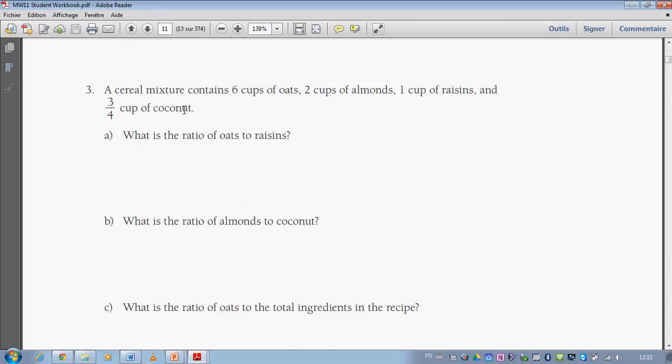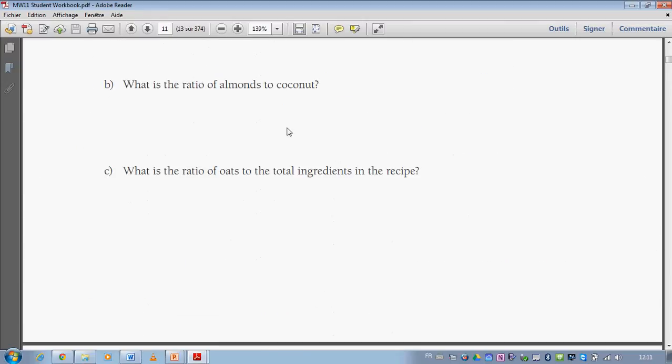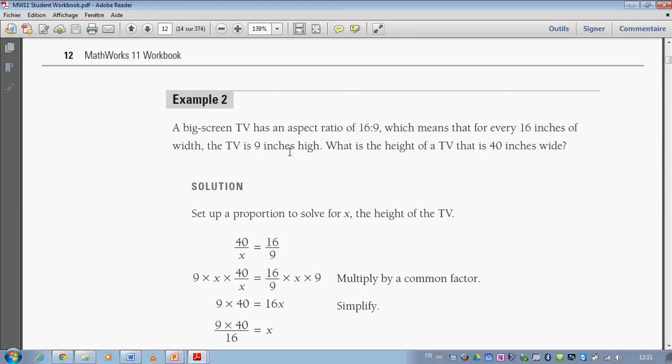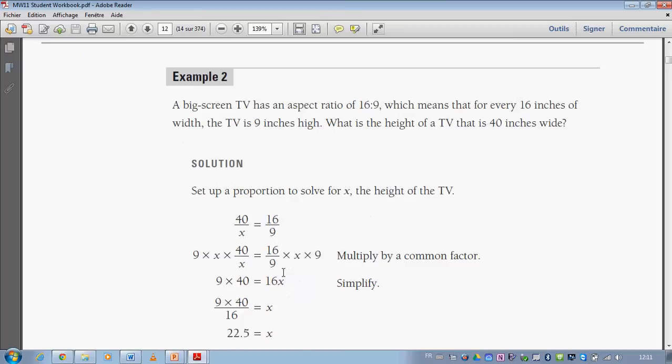Go ahead and try these out. I'm going to move on to example 2, and then we'll take a look at this.